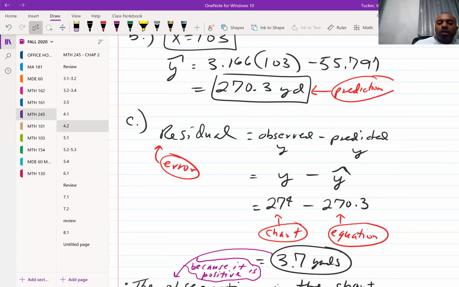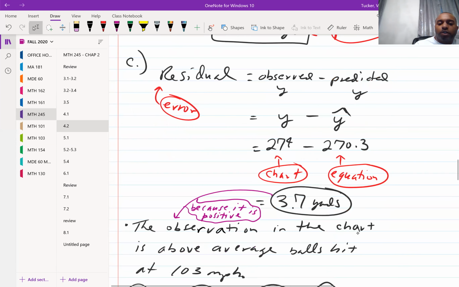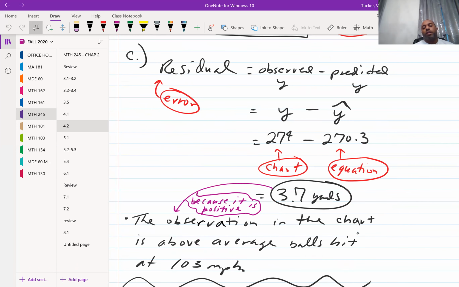All right. So conclusion, the observation in the chart is above average for balls hit at 103 miles per hour. And why didn't I go all the way to the above? Anyway, that arrow should go all the way to here. So it is above because it is positive. Now, if that was negative 3.7, then it would have been below average for balls hit at 103 miles per hour.